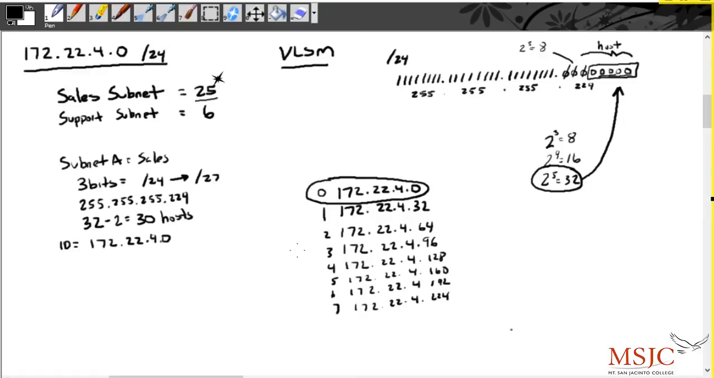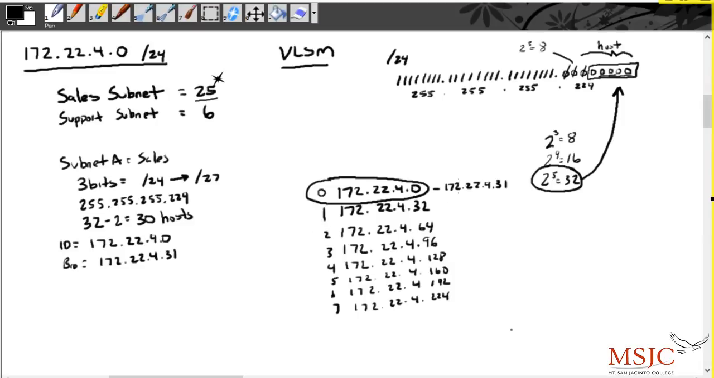Pretty simple. We know that the broadcast address is the last available IP in this range. So that would be 172.22.4.31. So I know that the broadcast ID is going to be 172.22.4.31.